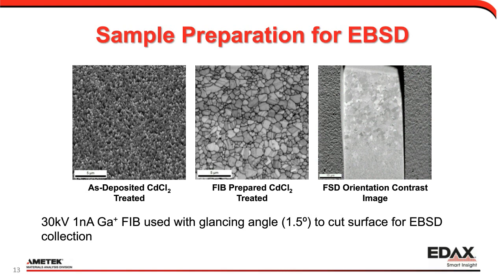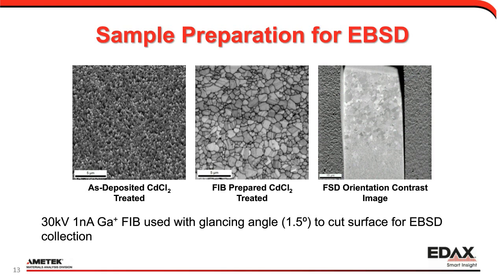And so the glancing angle here is about 1.5 degrees. Afterwards, we get nice EBSD, as we see in the middle. And on the right, you can see the forward scatter detector orientation contrast image as we've cut into it. And what's interesting about this is you can see there's a change in the contrast from the bottom of the cut to the top of the cut.